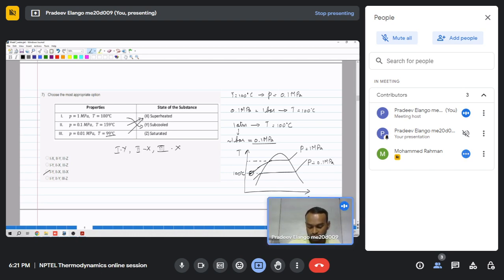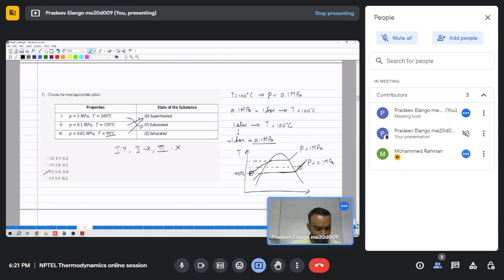Similarly, at second state, 0.1 megapascal, that is this pressure line, and the temperature is 159. So for temperature 159, it will be somewhere like this, and that is this point. So this is outside the vapor dome and on the right side of the vapor dome, which means it is a superheated state.